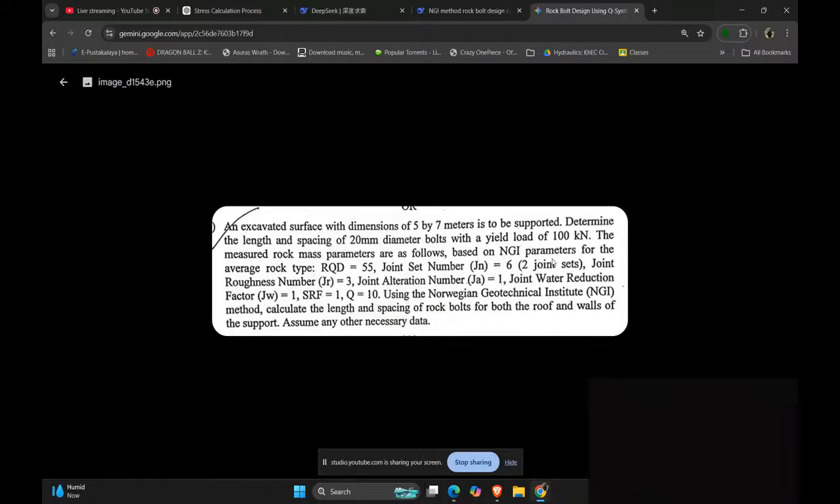Joint set number for the joint set plus random is 6, and the RQD value is 60%, which is fair. Joint roughness number: roughness is defined as undulating and rough planar, 3. Then joint alteration number, Ja, water reduction number and stress reduction factor.